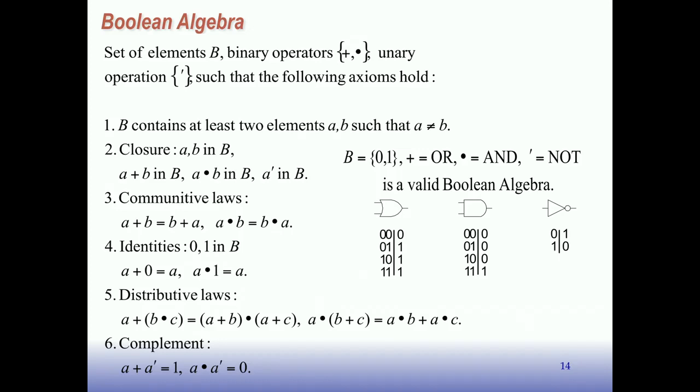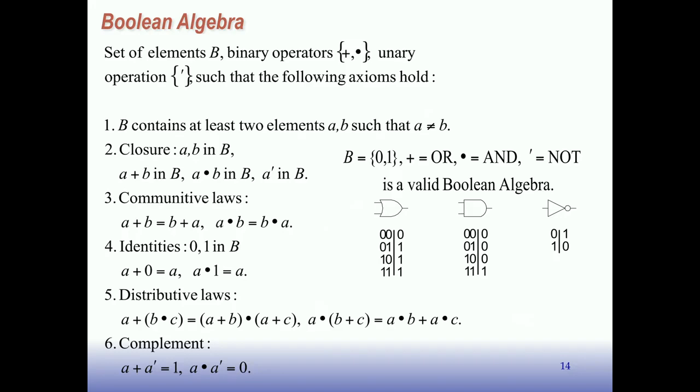So you learned about commutative laws, which means you can switch the literals. By the way, we call these things literals. A literal is a Boolean variable or its complement. So we can switch the order of the literals, and it doesn't change the value. There are identities. The identity for plus, or OR, is 0. The identity for AND is 1. There are distributive laws, just like in regular algebra. And there are complements, and we define the complement this way.